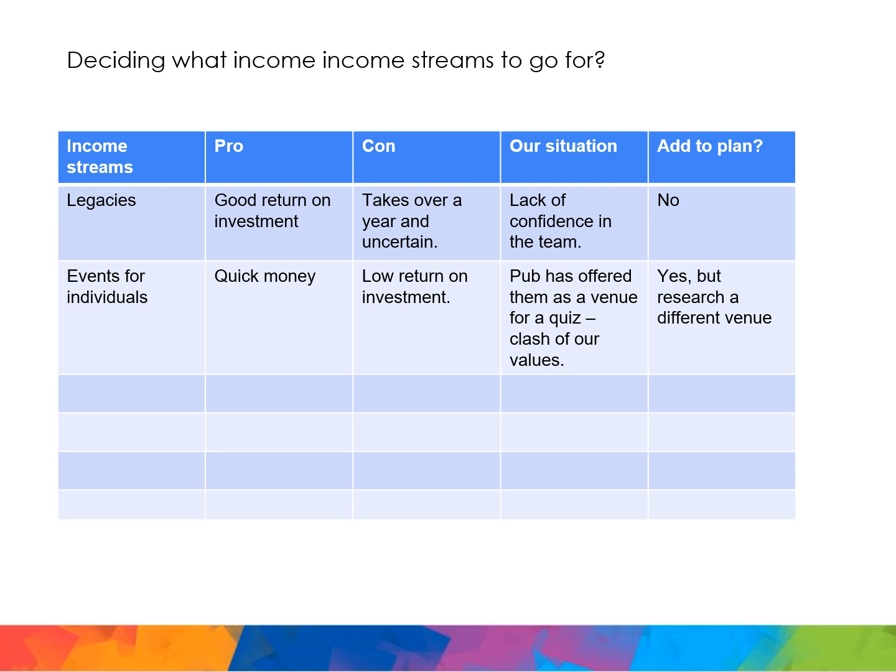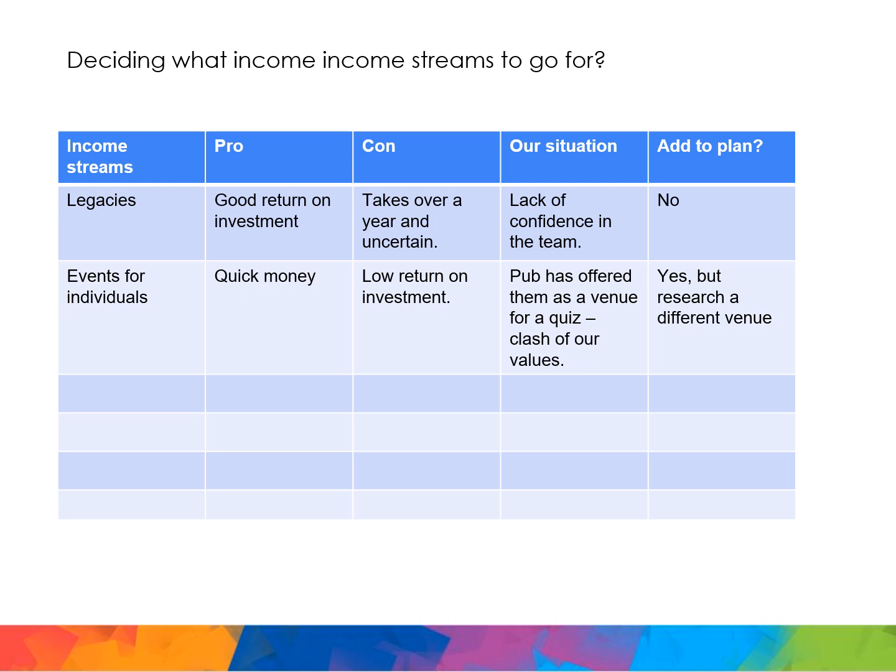So I've put in here, for example, legacies. It's a really great return on investment, i.e. the amount of money that you put in is a lot less than the amount of money you're going to get out. So if you spend an hour on doing legacy income, and your hourly rate is £20 an hour, you're probably going to get much more back from that than the amount that you put in.